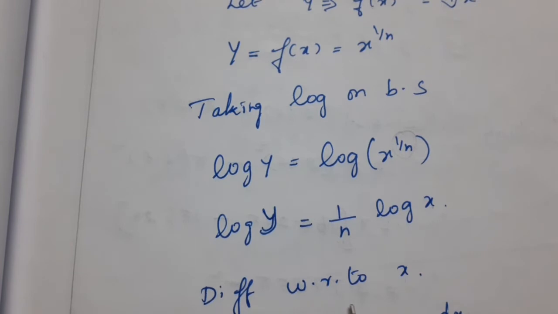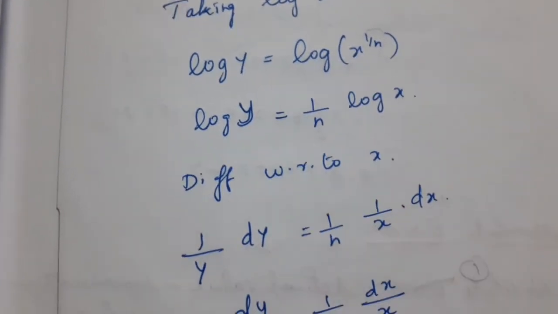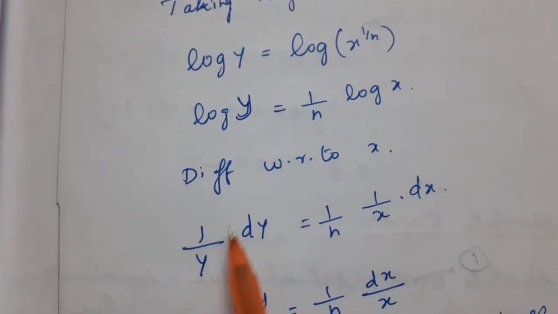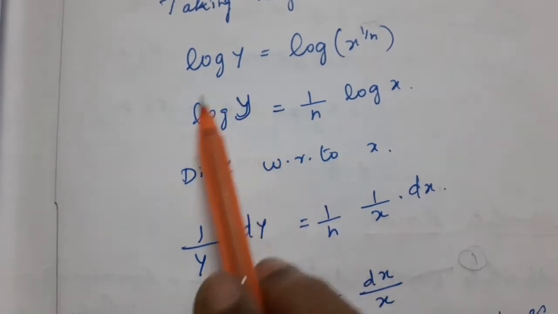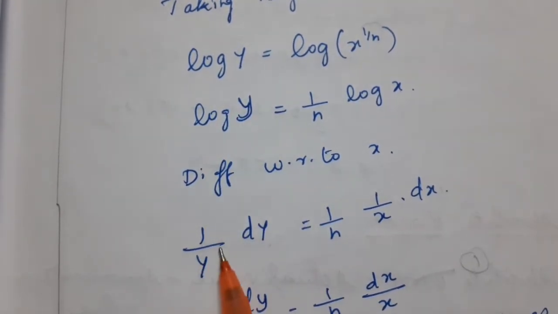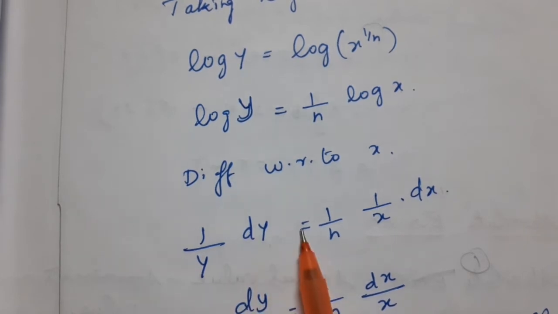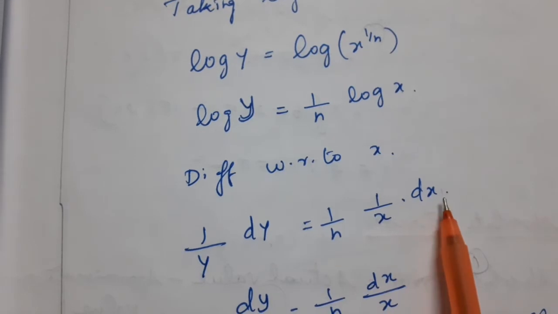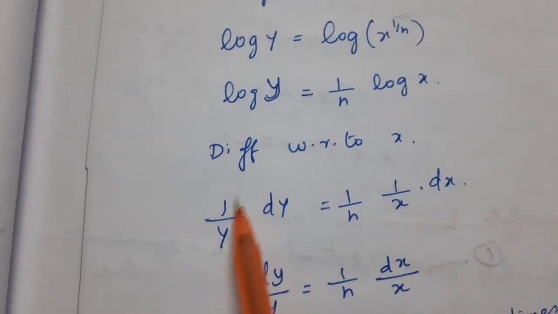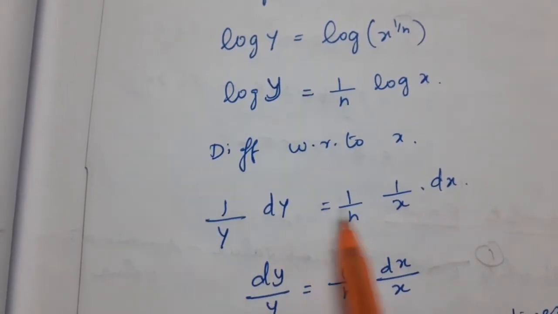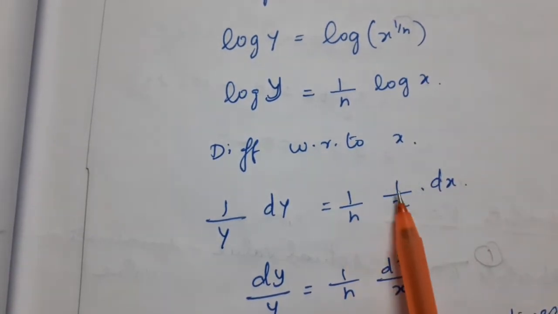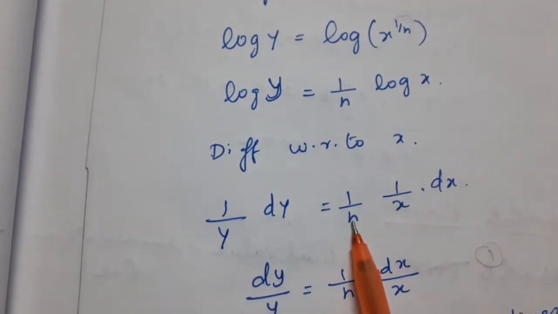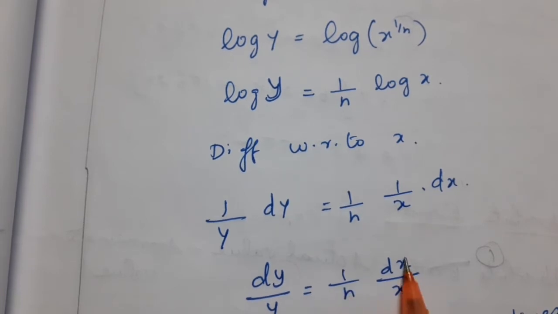Now differentiate with respect to x. Differentiating log y gives 1 by y into dy. Similarly, log x gives 1 by x into dx, and we already have the factor 1 by n. So dy by y equals 1 by n into dx by x.